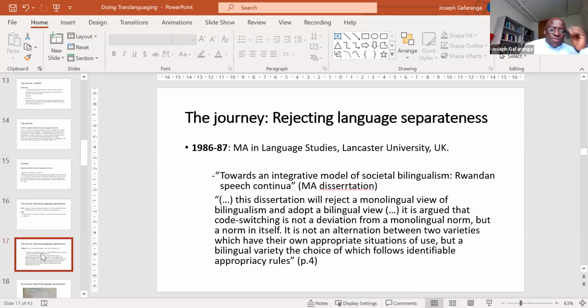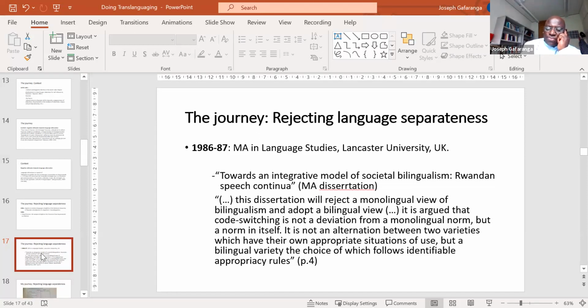And in 86, 87, I came to Lancaster University to do an MA in language studies. And this program was particularly interesting because it didn't have a set curriculum. You selected courses from a pool of courses, under guidance, that suited your interest. And obviously, I selected courses which had to do with bilingualism and language alternation.